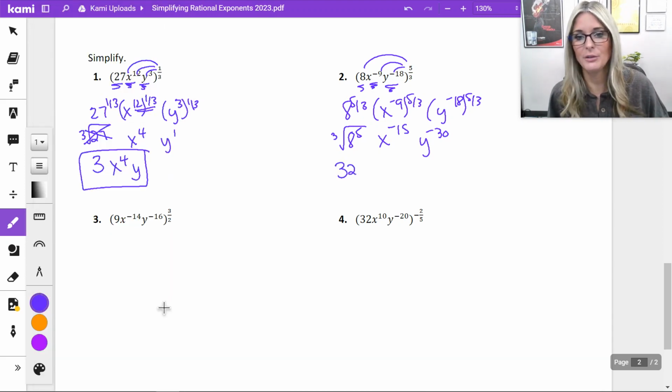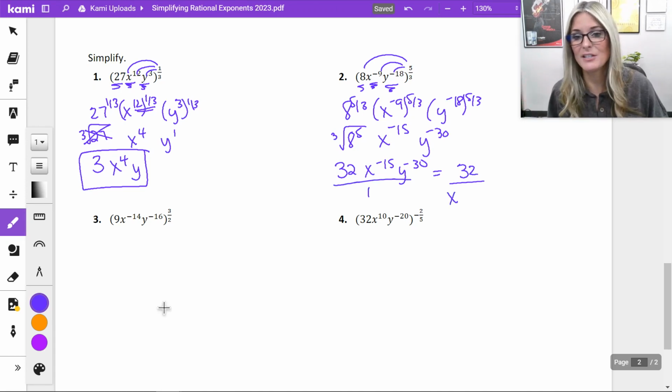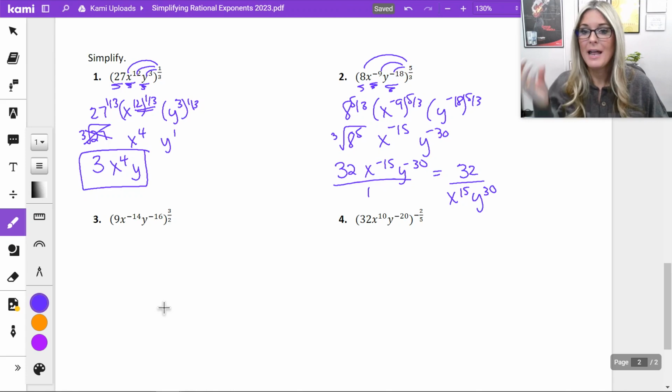So we have 32, x to the negative 15, y to the negative 30. Let's take care of those negative exponents. 32 is going to stay in our numerator because right now everything is in the numerator. Let's bring that x to the 15th down in the denominator. It's now a positive exponent. And y to the 30th also moves to the denominator with a positive exponent.